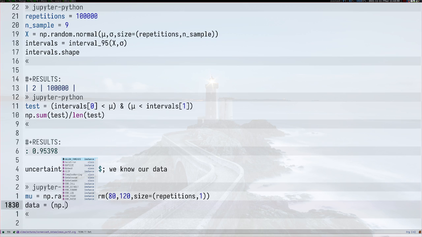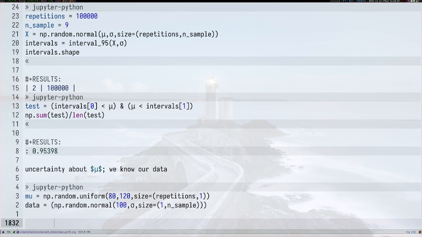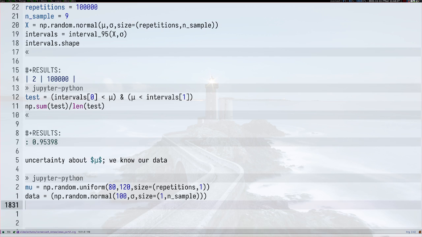It's going to be np.random.normal, normally distributed, with mean 100 and standard deviation sigma. And the size of this is, we're only going to do this once, because this is the data that we're going to be comparing everything with. So this is simply generating one data set called data. So this is the data that we have.